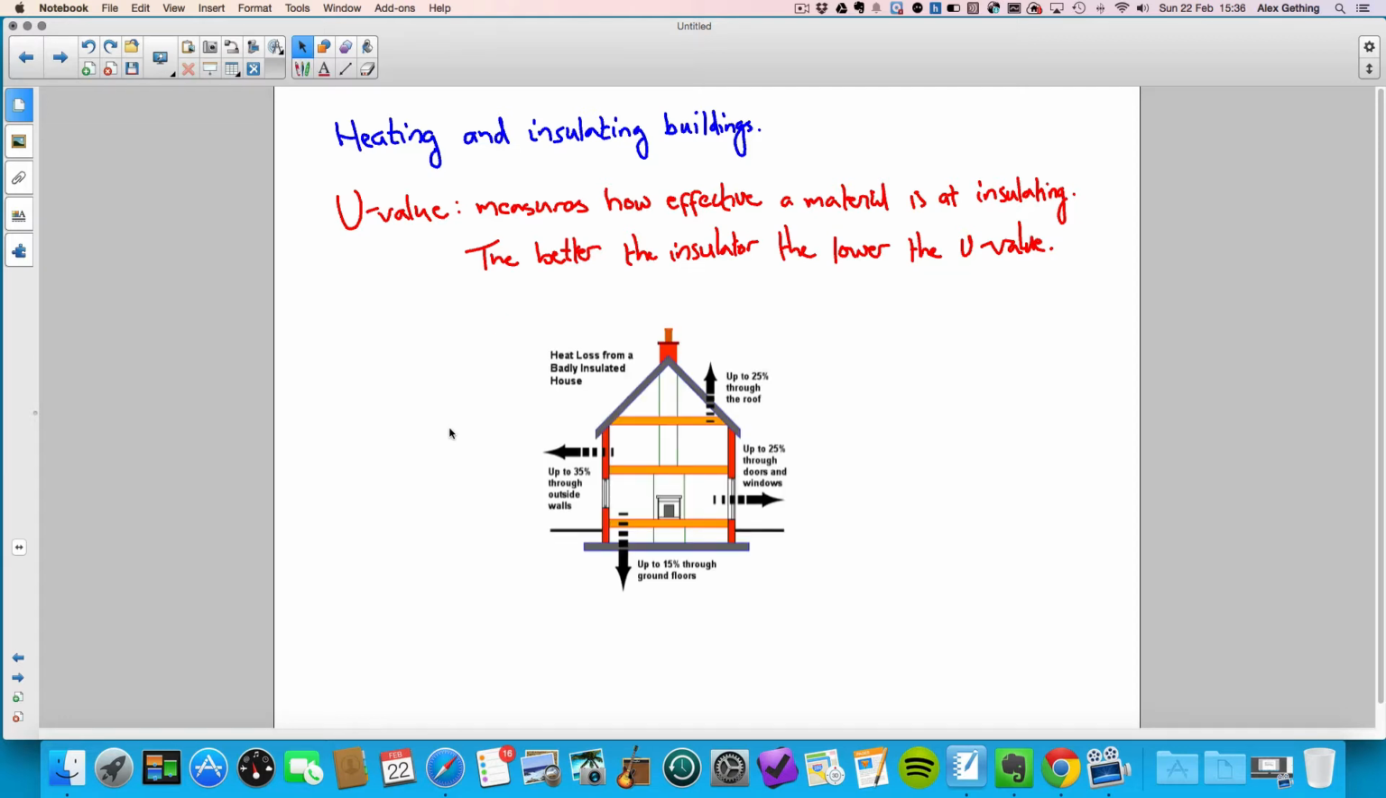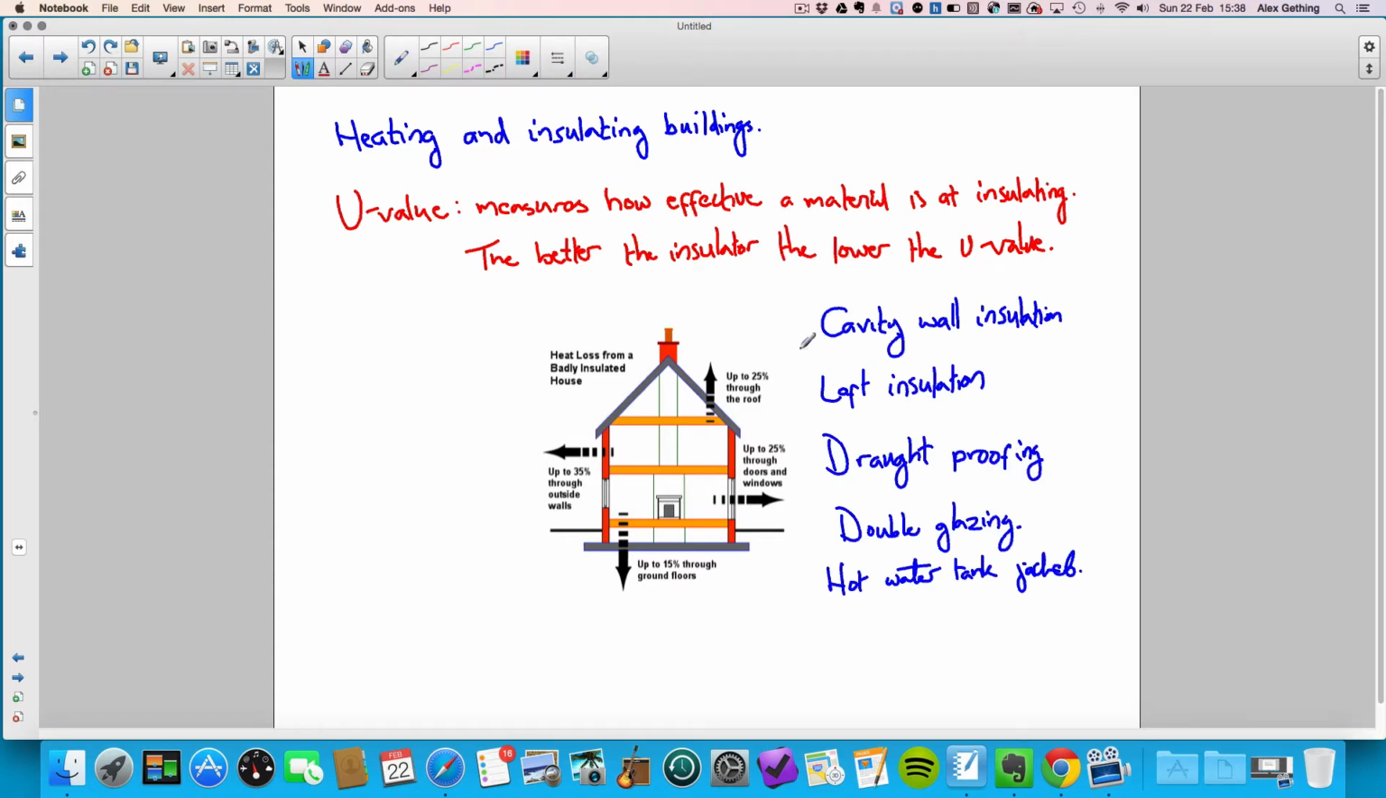And in a poorly insulated house, this diagram just shows how lots of the heat is lost. So 25% through the roof, 25% through doors and windows, 35% through outside walls, and 15% through the floors. And we need a bit of an awareness of what can be done to lessen these losses as much as possible.